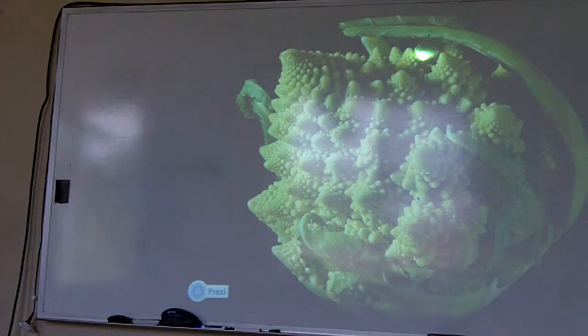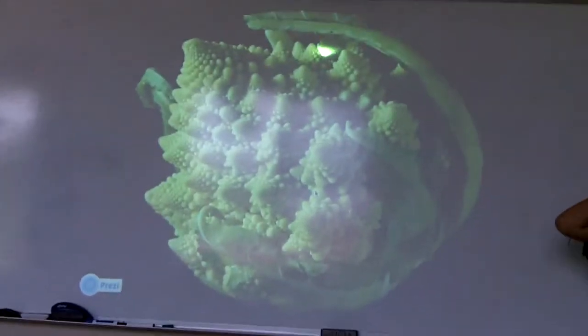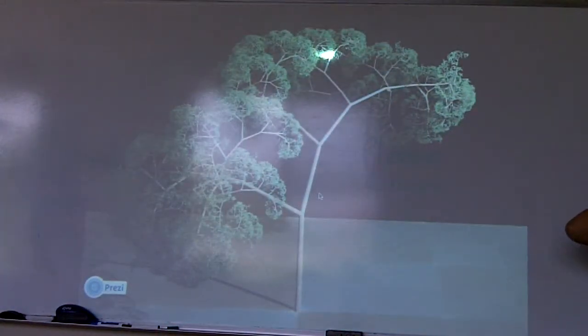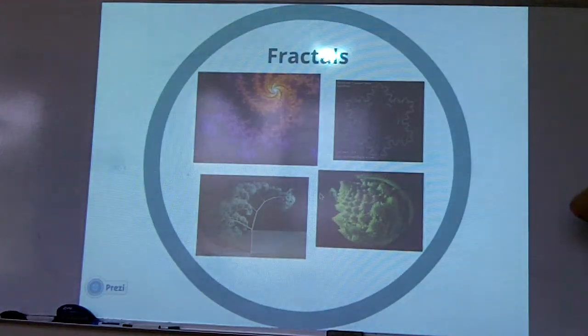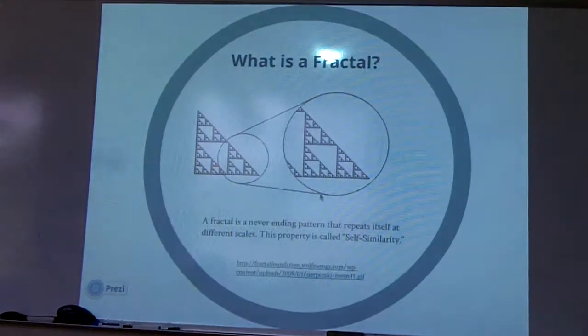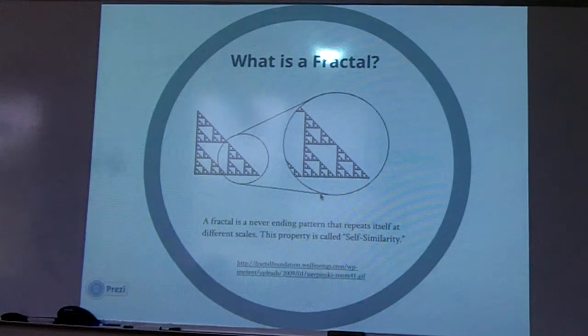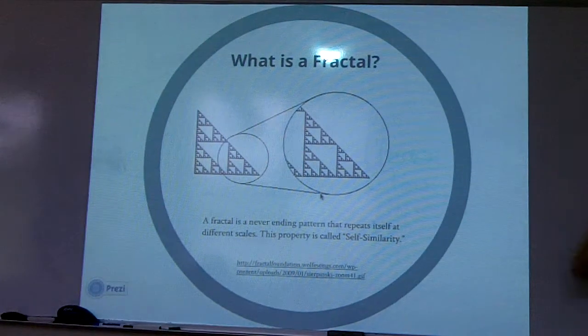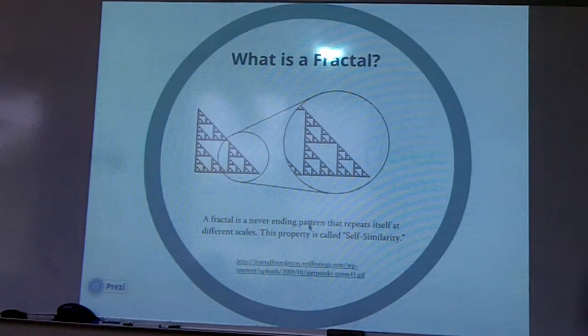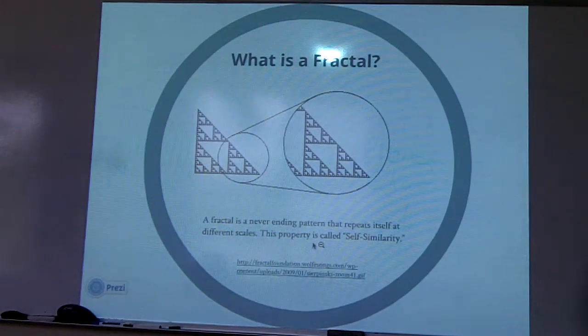So these are some examples of fractals. That is actually some kind of vegetable that I don't actually know what it is. And that is a tree. It's a real tree. Trees are very similar to fractals because they're branches cut. So a fractal is a never-ending pattern that repeats itself at different scales, which is called self-similarity.